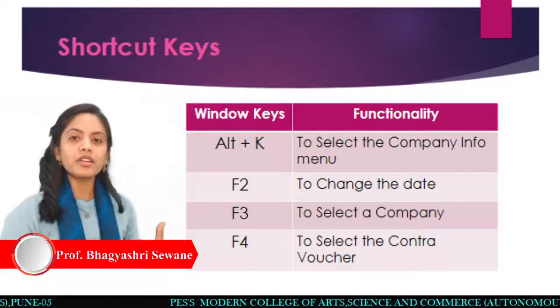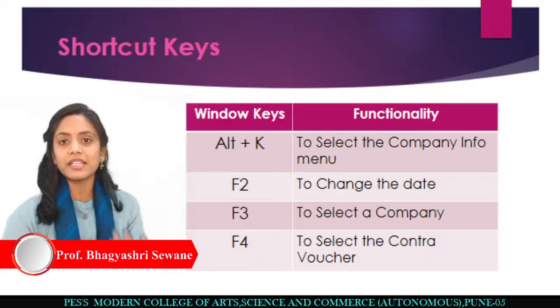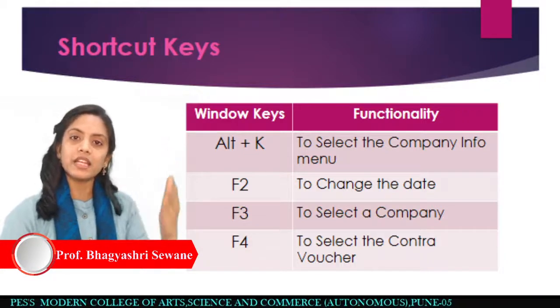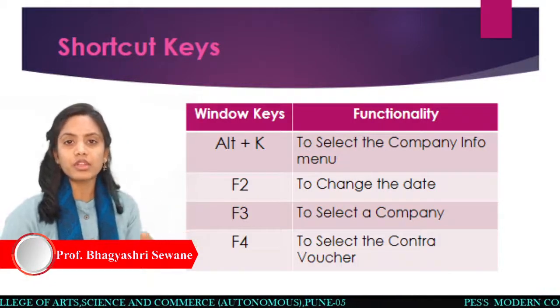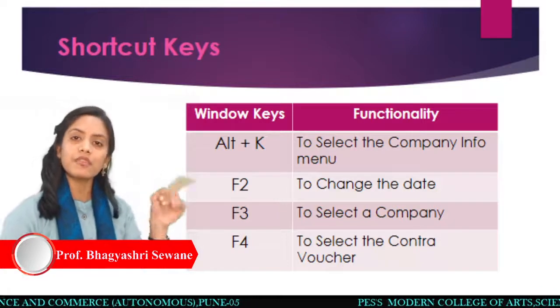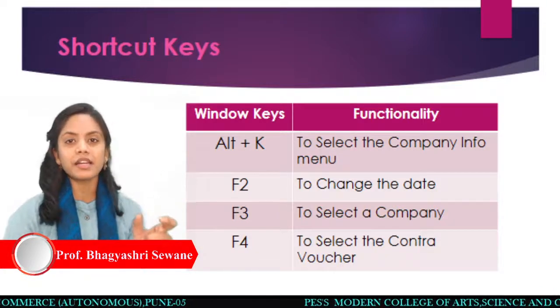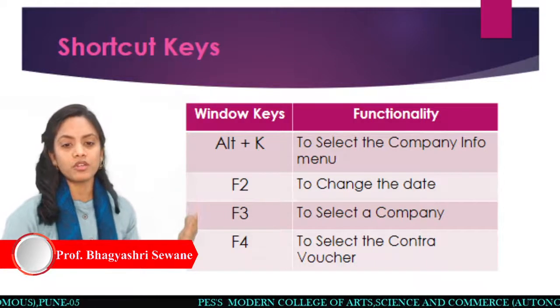From the shortcut keys, we have covered Alt plus K, that is company creation. You can give the information related to the company, how to select the company, and how to shut the company; the company related menu you can get over here. Then F2 we have seen, to select the current date. Likewise, F3 we have also seen.